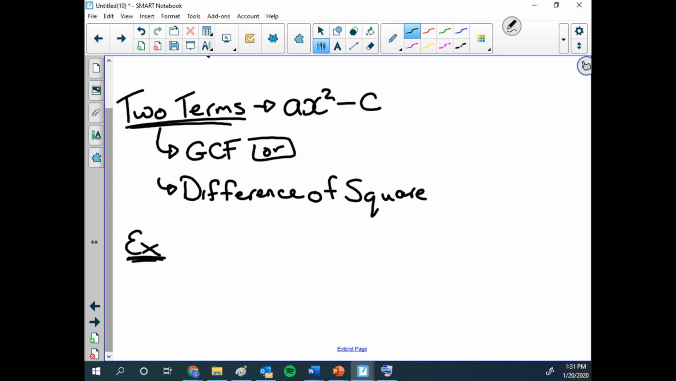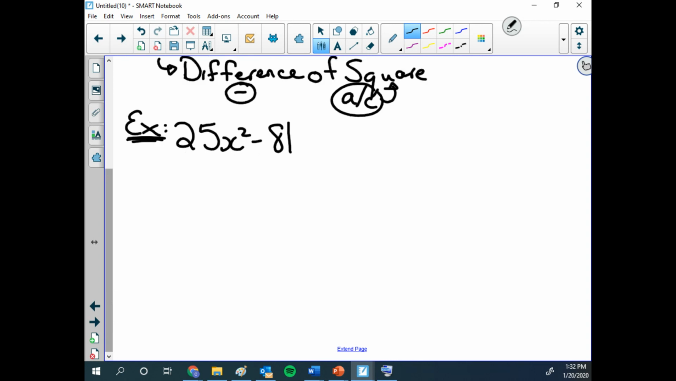There being what? Difference, subtracted, and A and C are going to be perfect squares. So 2 terms being subtracted that are perfect squares. Usually that's what we're looking at. So if I look at my examples, 25x squared minus 81, and 16x to the 4 minus 1.